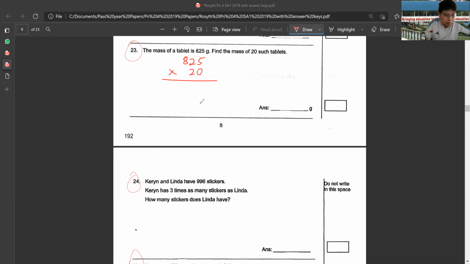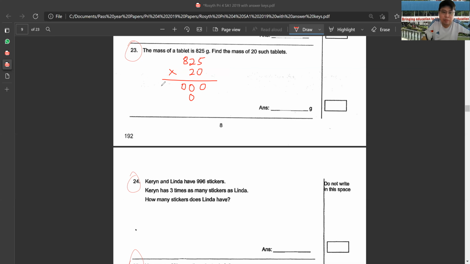Let's do this together. 5 times 0 is how many? 0. Then 2 times 0 is 0. 8 times 0 is also 0. Everything is 0. And 5 times 2 equals 10. So do I put the 0 here or here? The middle one. Then 5 times 2 is 10, right?